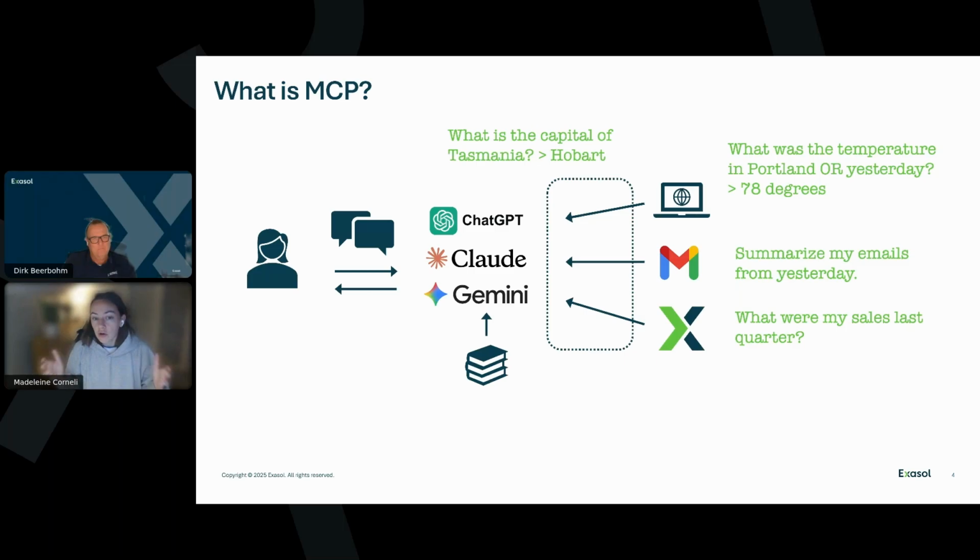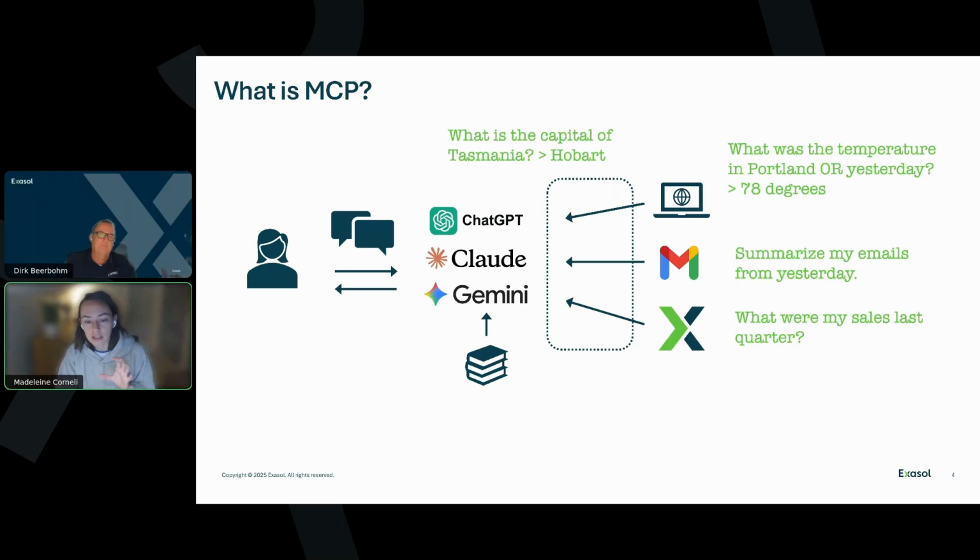Now, as we start to open up access to different tools, we need to provide guardrails. So I may want my LLM to summarize my emails, but I don't want it to write any emails yet. Or maybe I don't want it to send any. And let's say I want to get access to my Exasol data, but I only want limited access, or only the data that I am allowed or have permission to access.